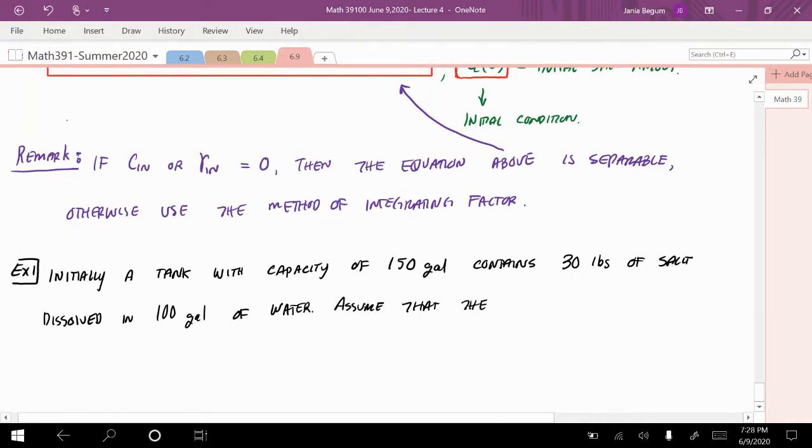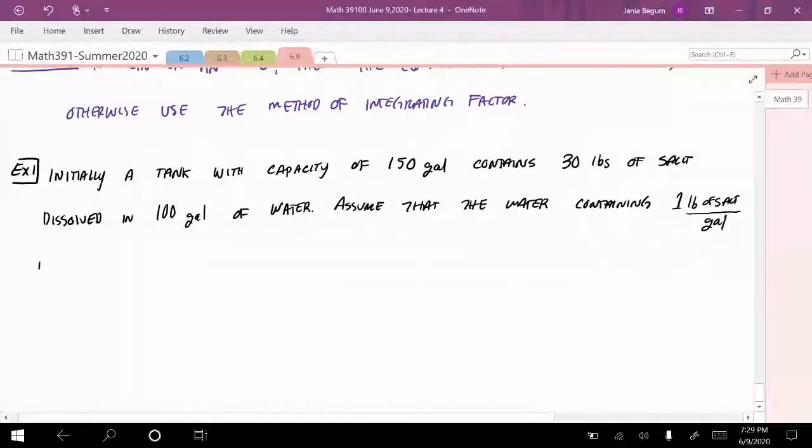Assume that the mixture, the water containing 1 pound of salt per gallon, is entering the tank at a rate of 3 gallon per minute. Okay.